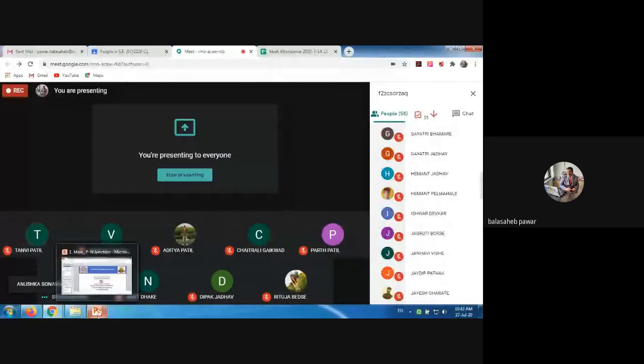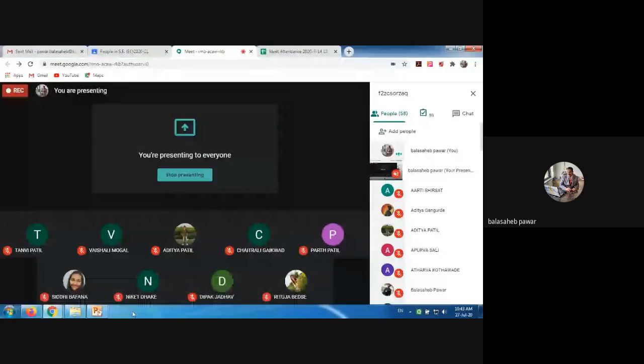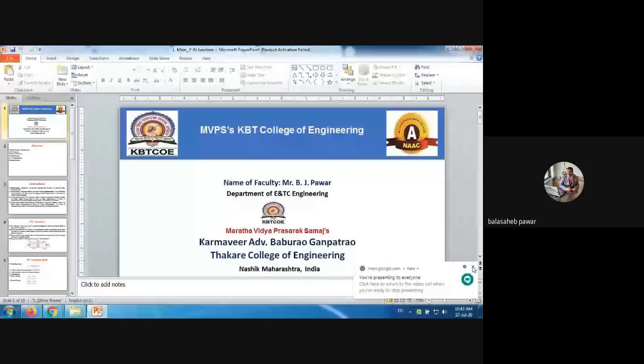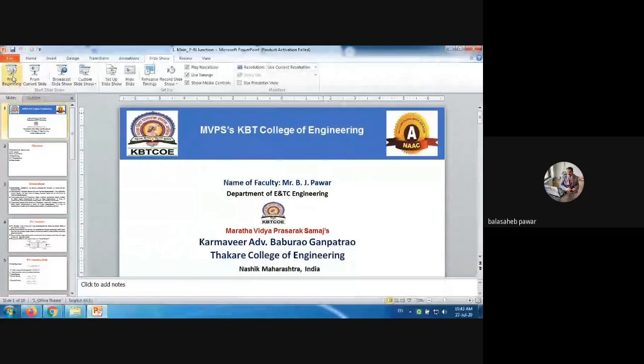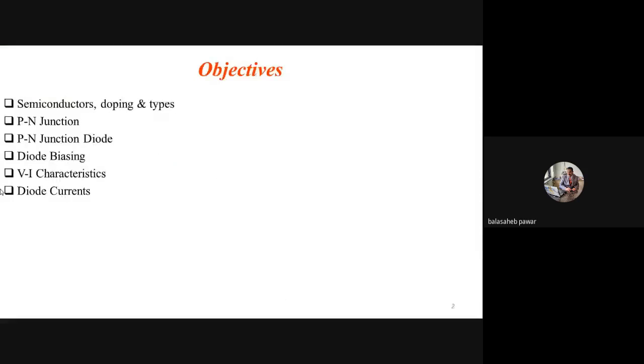So we'll switch to our most important topic, and that is PN junction. Now we'll give sufficient time to this semiconductor and PN junction. The objective of this topic is: what is a semiconductor, what is meant by doping, the various types, what is a PN junction, what is a PN junction diode, then diode biasing, VI characteristic, and diode currents. You people are already familiar with this, but I just want to take a review.